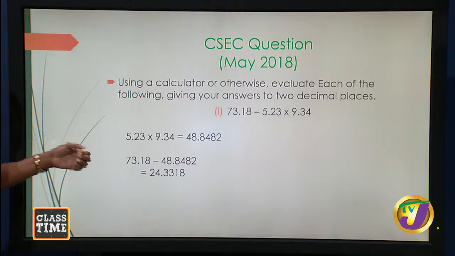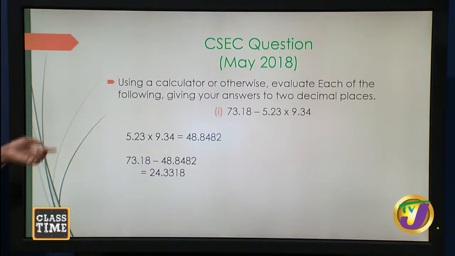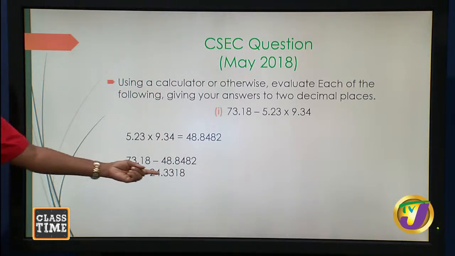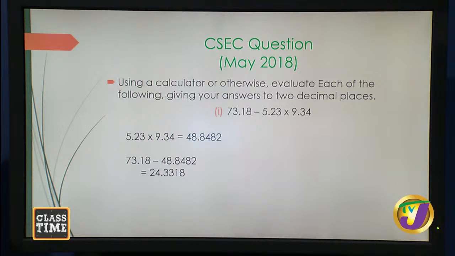Now the next operation was subtraction. So now we would subtract 48.8482 from 73.18, giving us 24.3318. No, it didn't stop there. It says give your answers to 2 decimal places. How many decimal places does this have? I'm seeing 4 decimal places. If I did not remember this, I would leave it as that. But they said we needed to give it in 2 decimal places.